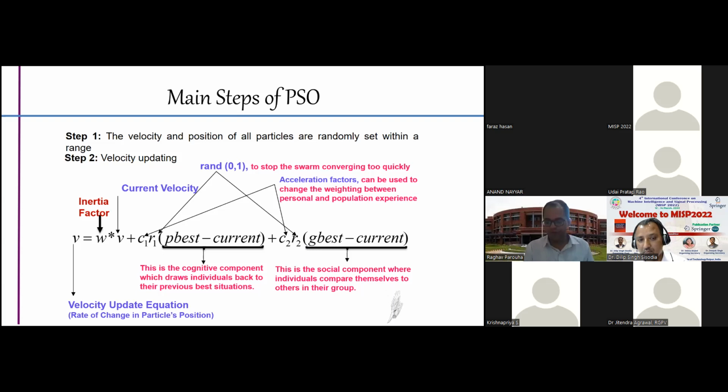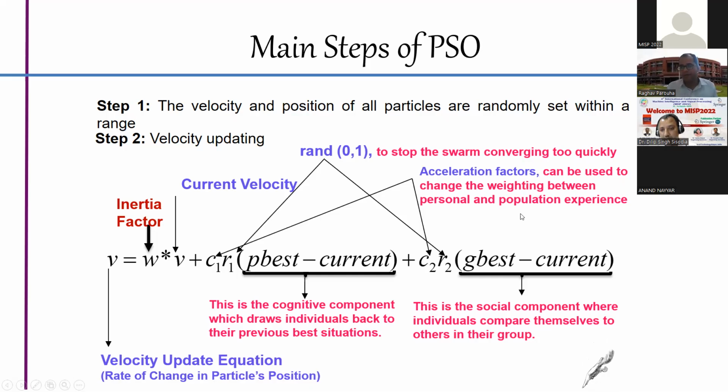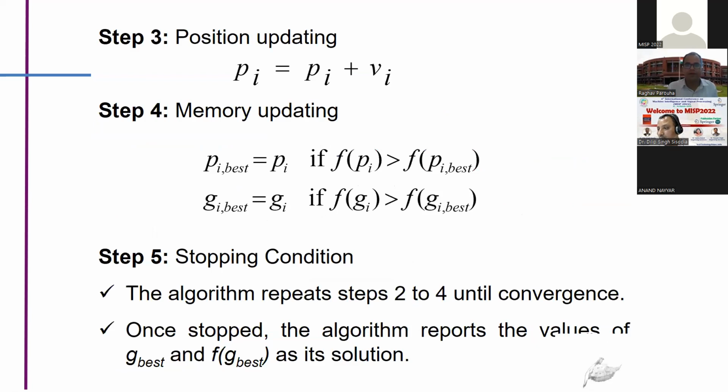So this one is the social component. R1 and R2 are two random numbers which lie between 0 and 1, and C1 and C2 are the acceleration factors, which are changeable. If we change them, then the population experience may work better and we get a good velocity update equation. Then step 3 is the position update equation: previous position plus velocity gives the new position.